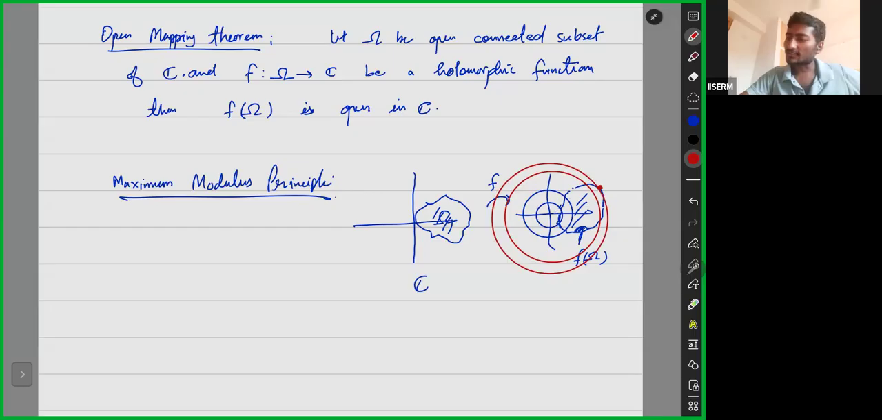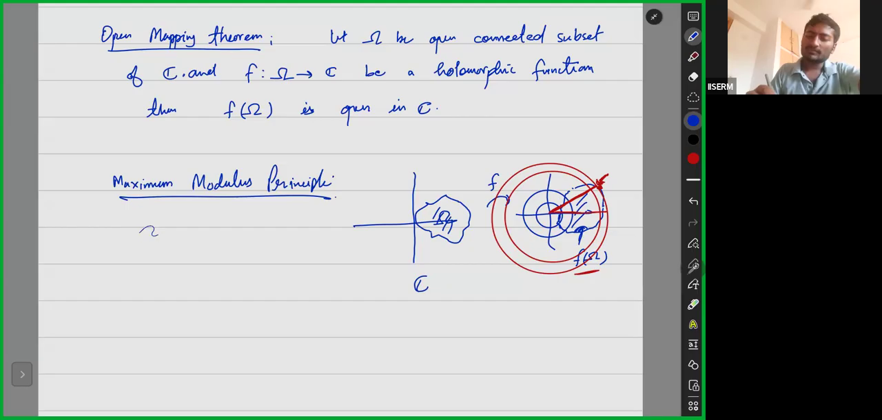So this radius is the maximum modulus. This is a real number. So the maximum value is at this point here, lying at this point, right? And because it is open, it is not in the boundary. Okay. So actually it is in the boundary. So the proof is similar.